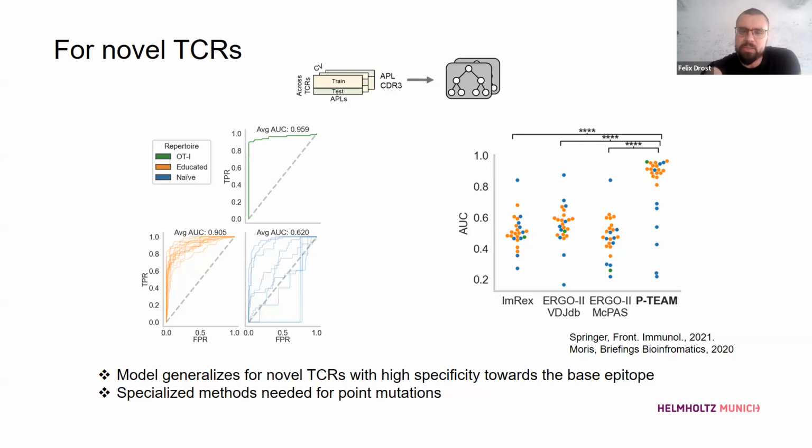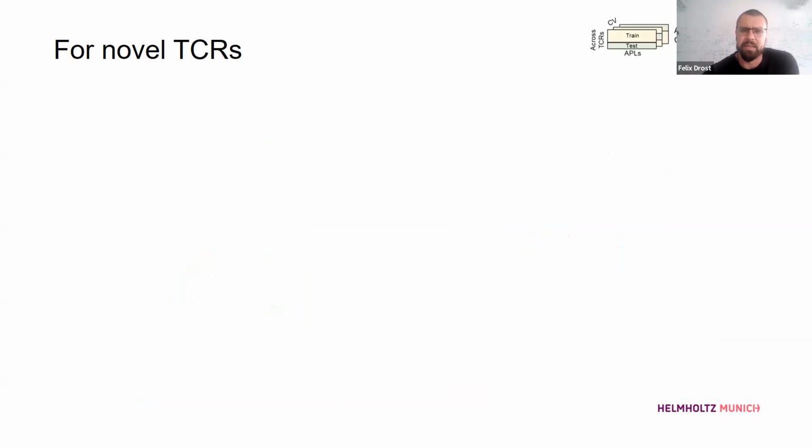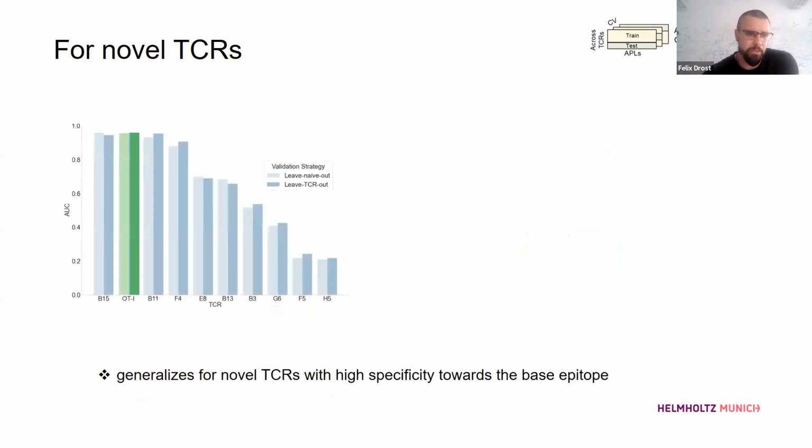What then sparked our interest is that if you look at the naive repertoire, we have quite diverse performance between the different TCRs. So we asked ourselves, why is this the case? Here we see the performance for the naive receptors, and basically the performance correlates pretty well with the reactivity to the wild type epitope, the base epitope. So we can generalize to novel TCRs if they have a high specificity towards the base epitope.